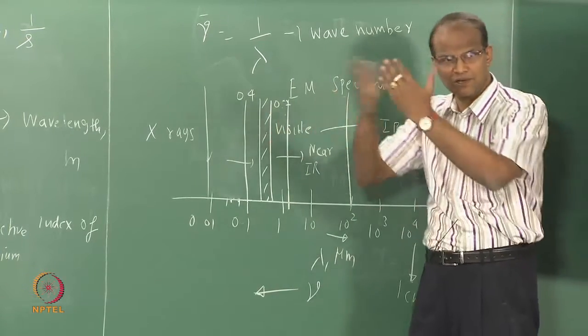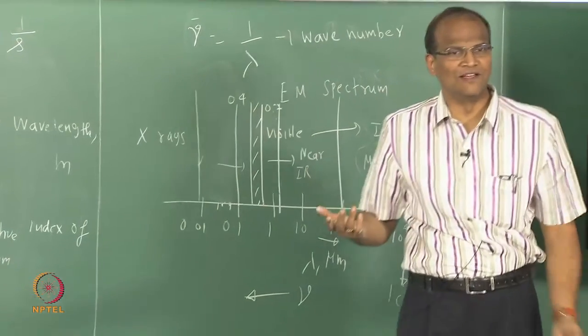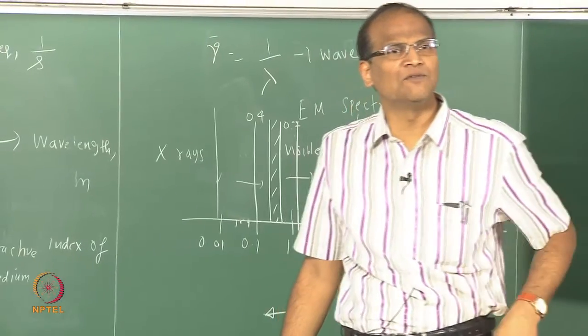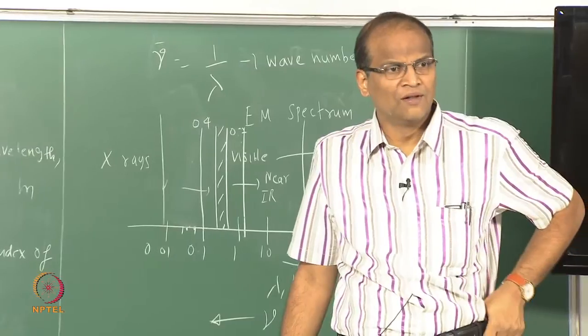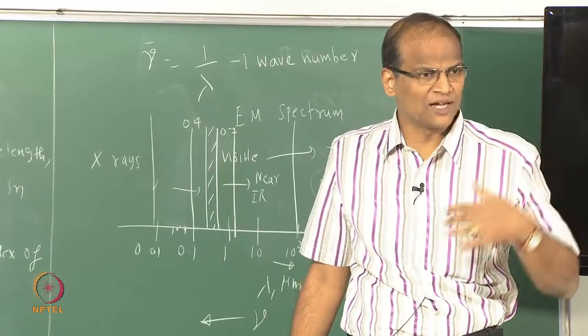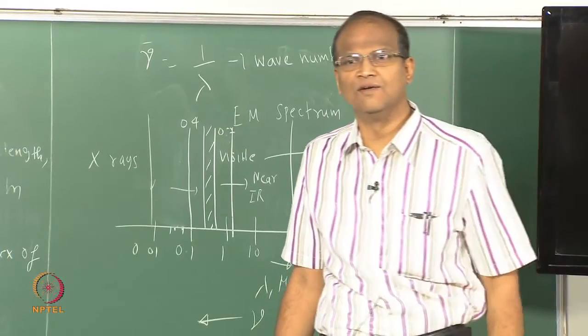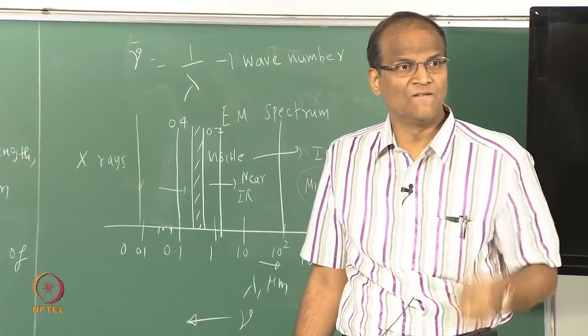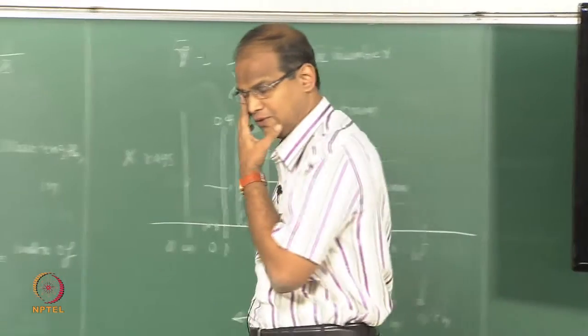0.4 to 0.7 is critical for sustenance of life. That's the visible part of the radiation. The eyes are capable of detecting radiation only in the 0.4 to 0.7. Infrared cameras, your night vision cameras, which are used by the army and many agencies, can get pictures in the infrared part of the spectrum also.